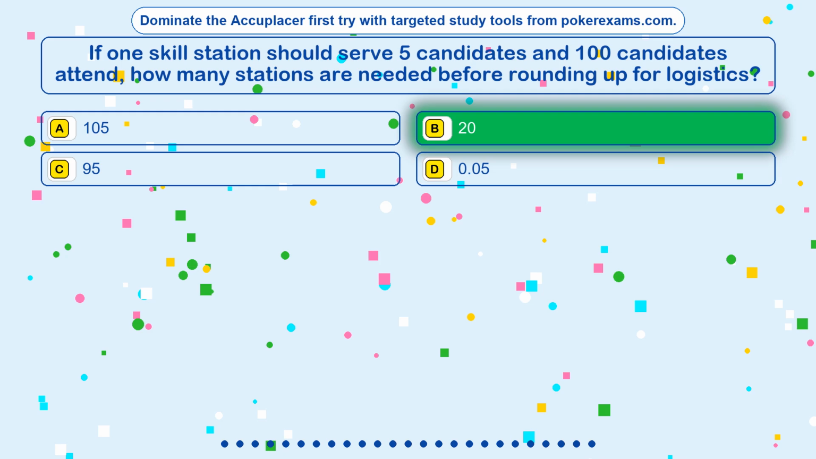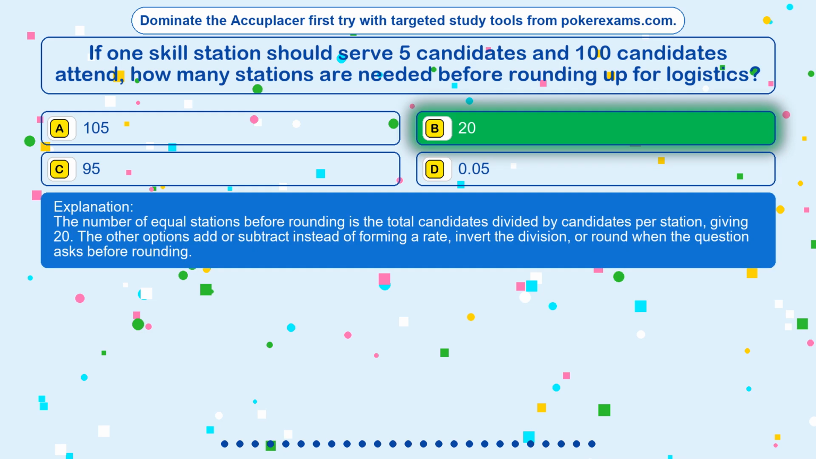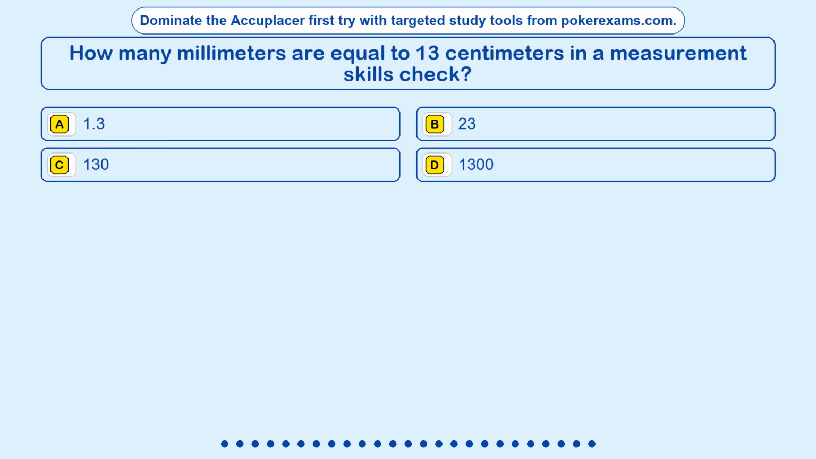The correct answer is option B, 20. The number of equal stations before rounding is the total candidates divided by candidates per station, giving 20. The other options add or subtract instead of forming a rate, invert the division, or round when the question asks before rounding.